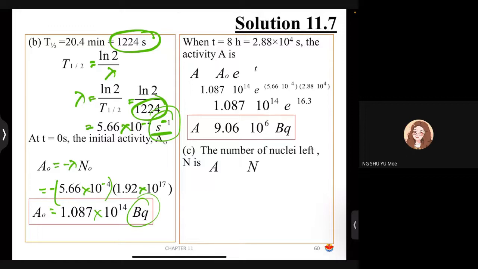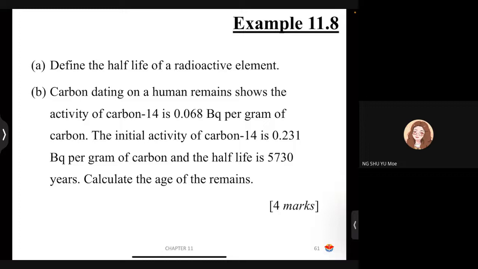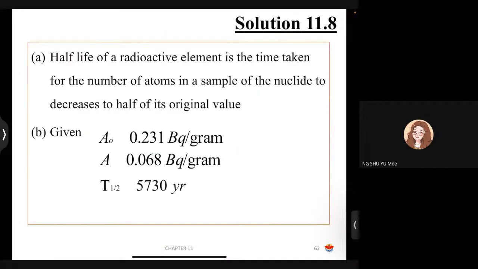Yang ini pula bila time adalah 8 hour. Dia tukar semua pada second. So dia guna A equals to A0 exponent negatif lambda T. A0 dah ada. Exponent negatif lambda pun dah ada. T pun dah tukarlah pada second. So tekan calculator, make sure you tahu tekan calculator macam mana. So you akan dapatlah jawapan dalam background. So yang ini semua boleh tengok lah. Banyak example ni. Bagus ni, banyak example pasir pun ada semua ni.